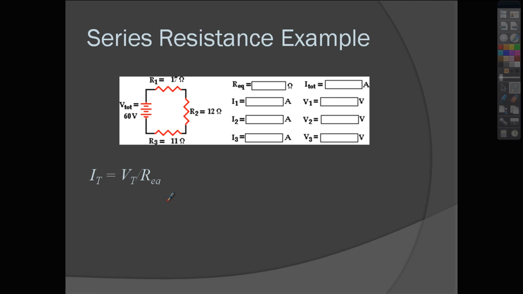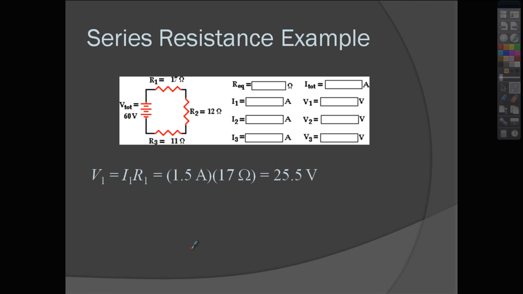Next we're going to try to find the current, and we know the current equals voltage divided by resistance, so the total current for the whole circuit is going to equal the total voltage divided by the equivalent resistance, which is 1.5 amps. And since the current is the same over each resistor, they're all 1.5 amps.